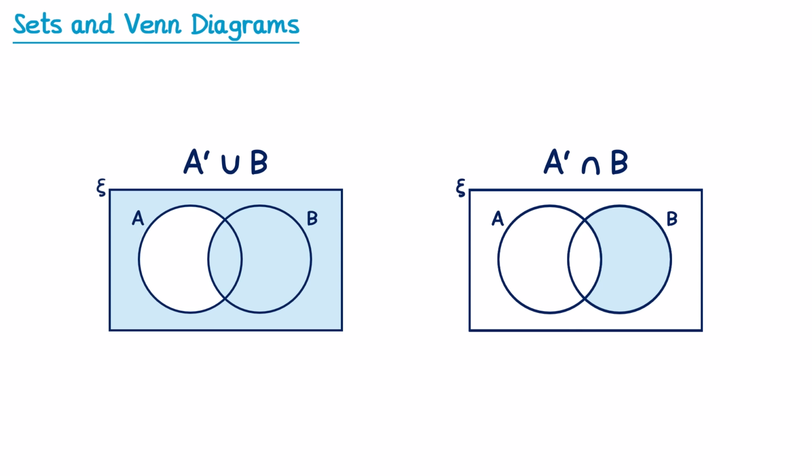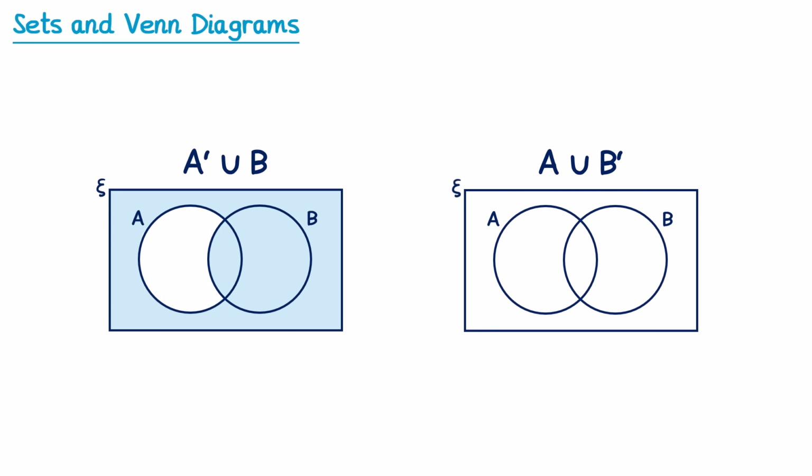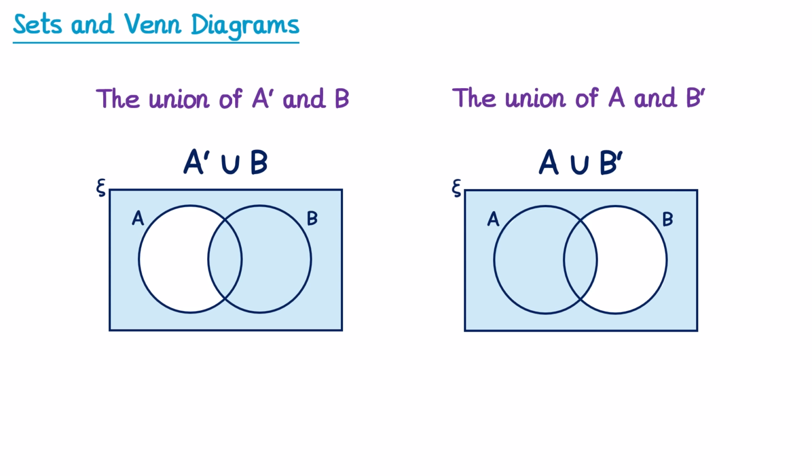Now you also need to be able to flip this union around, so rather than doing not A union B, doing A union not B, which would be the opposite diagram, so it will look like this. AQA describes this left set as the union of not A and B, and the right set as the union of A and not B.